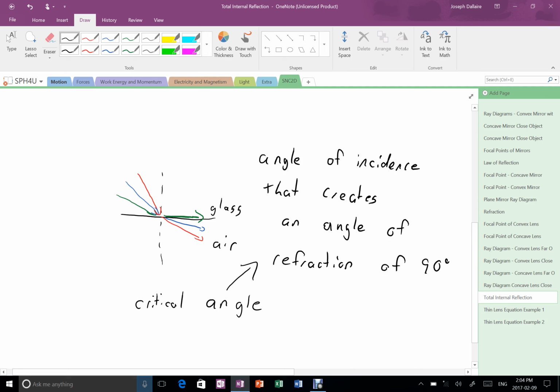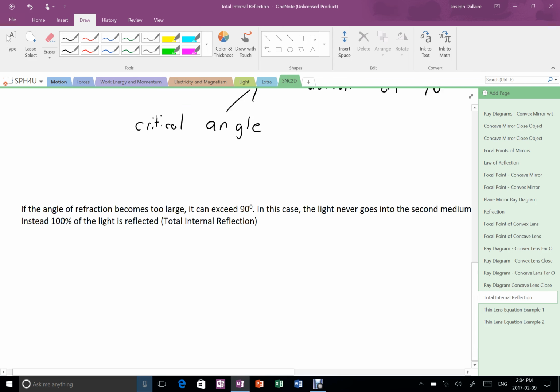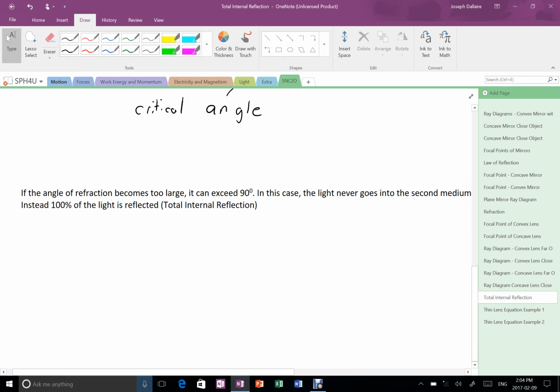So if you imagine exceeding that critical angle or coming in at an even steeper angle, the light can't refract at all in this medium because it's trying to go at an angle that's greater than 90 degrees. What happens in that situation is interesting. When that happens, the light never goes into the second medium at all. Instead, it is totally internally reflected.